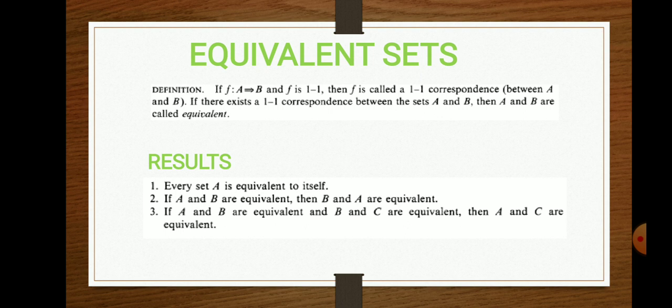Next one is equivalent sets. The definition: if f from A to B is an onto function, so here the arrow mark is a symbol like 'implies', that means the function f is onto and also f is 1-1. If the function is 1-1 and onto, then f is called a 1-1 correspondence between A and B. If there exists a 1-1 correspondence between the sets A and B, then A and B are said to be equivalent. So equivalence need not imply equal.